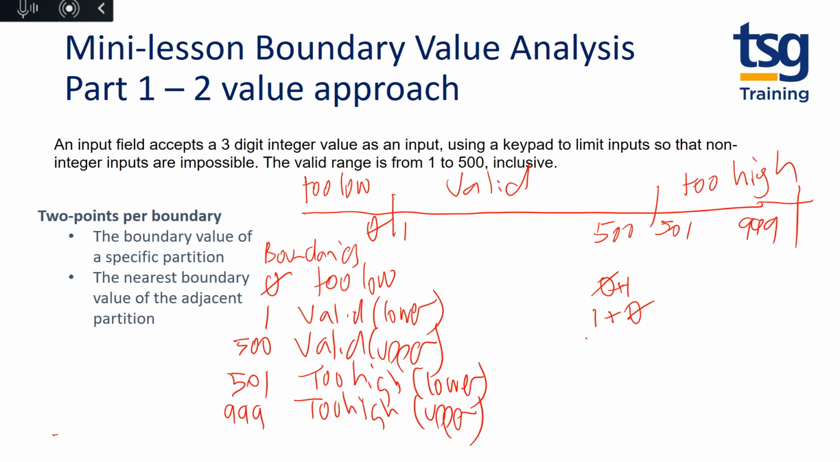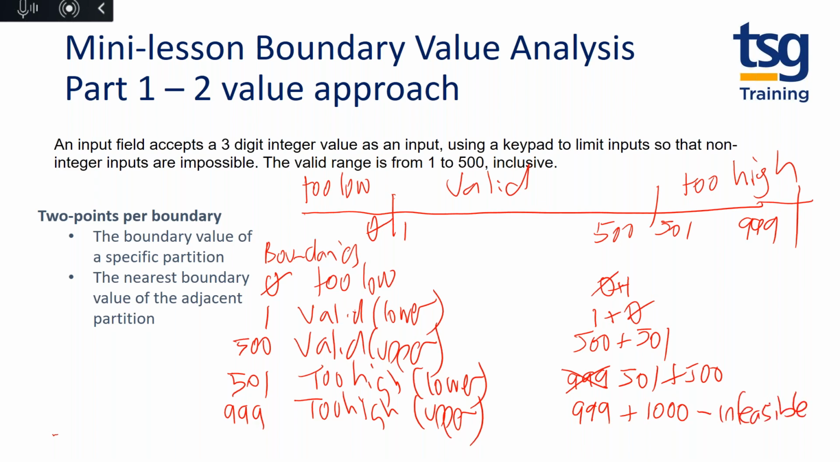For the upper boundary of valid, 500, I'm going to test that with the lower boundary of too high, which is 501. Apologies, I've just done 500 with 501, so the next one should be 501, which I'll test with 500. The too high boundary, 999, I would test with 1000, which is infeasible. If I've got a numeric keypad with 3 digits, I can't put 1000 in.